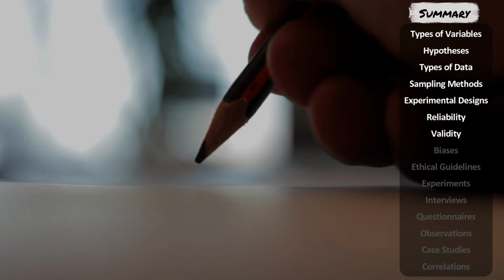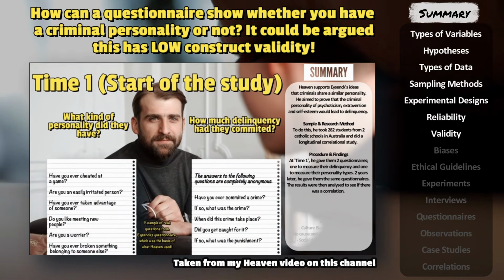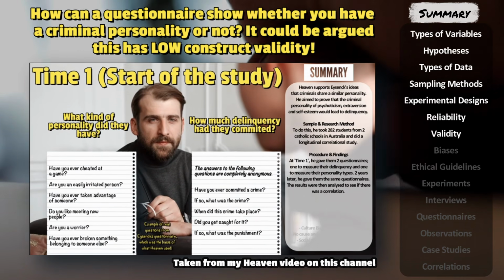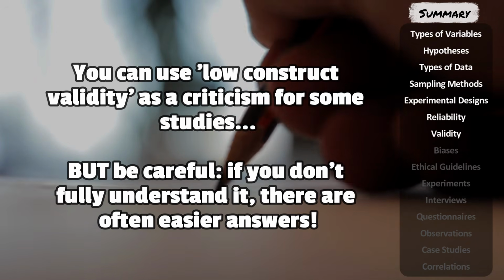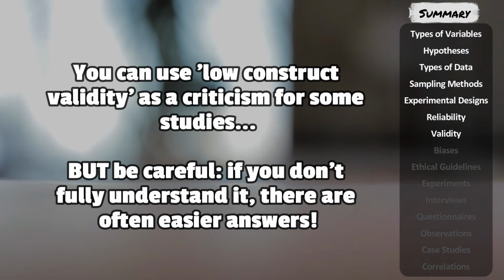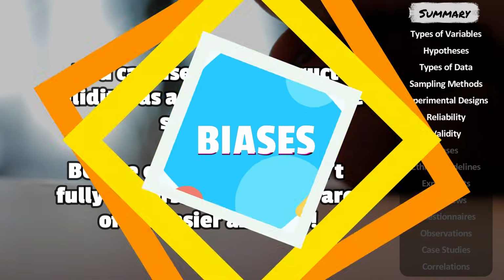In Heaven's study, we're doing delinquency with a questionnaire as well. So we're measuring stuff that's really complicated, and we're doing it in a really simple way. This means it has low construct validity. So this is when psychologists are not measuring something in its entirety.